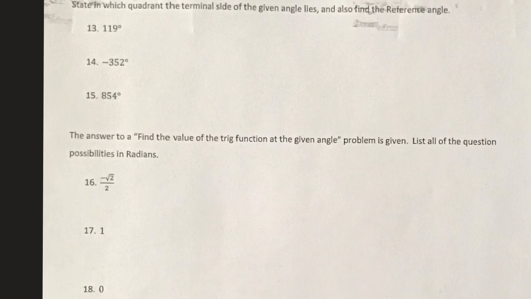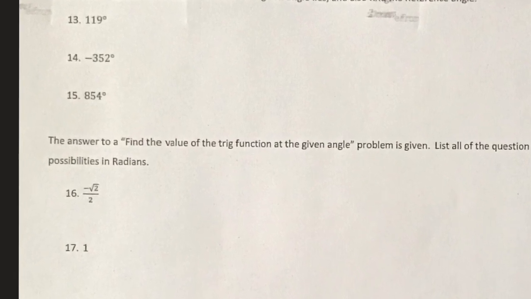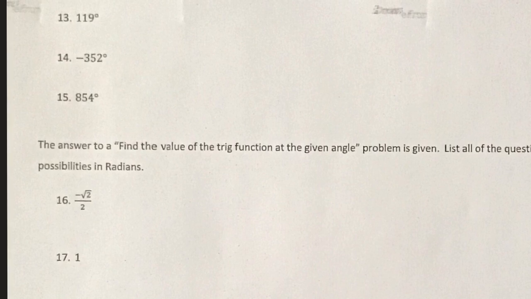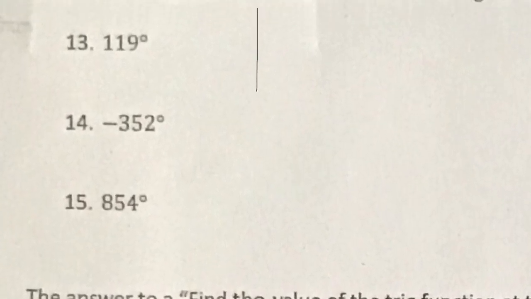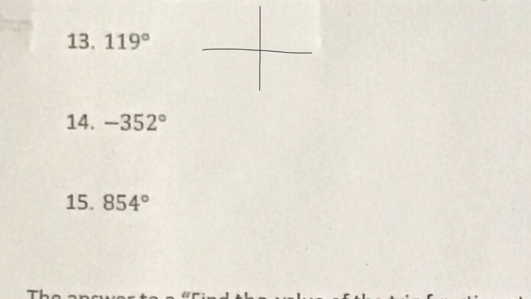Okay, state in which quadrant the terminal side is given and find the reference angle. So for each of these, we're first going to draw a grid, like this. We always start with our initial side along the positive x-axis. And we're going to go counterclockwise 119 degrees. So the terminal side, this side, lies in the second quadrant.